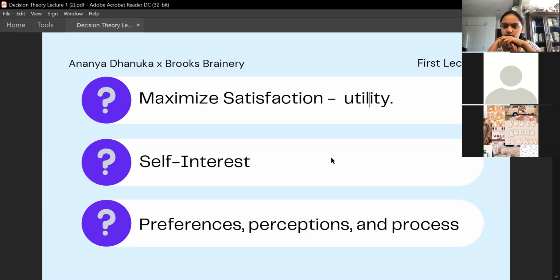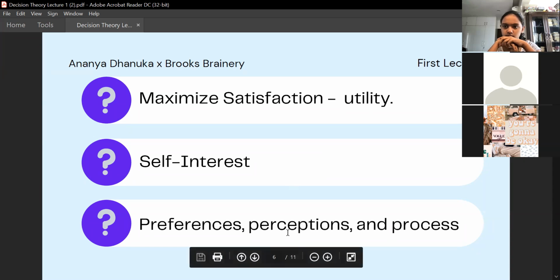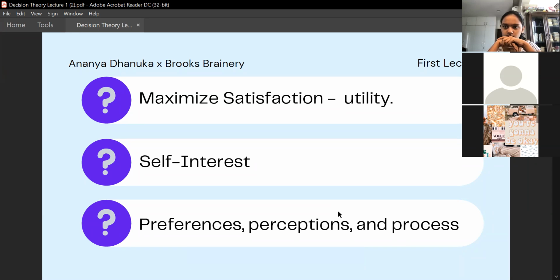Okay. Self interest, again, same thing. If you're maximizing utility, you're naturally working in your self interest. You wouldn't want to do anything that harms you. And then the last one is preferences, perceptions, and process. Why is this an important thing? Because everything in economics is about how you are choosing one thing from the other.